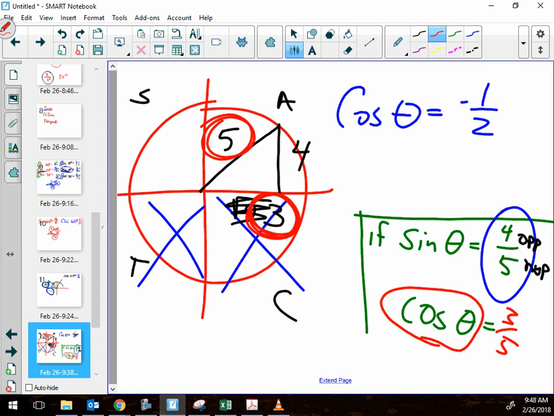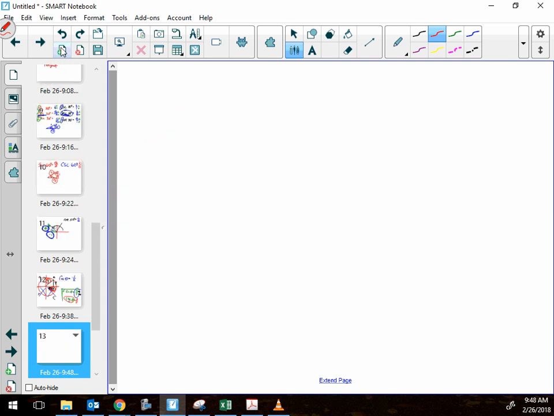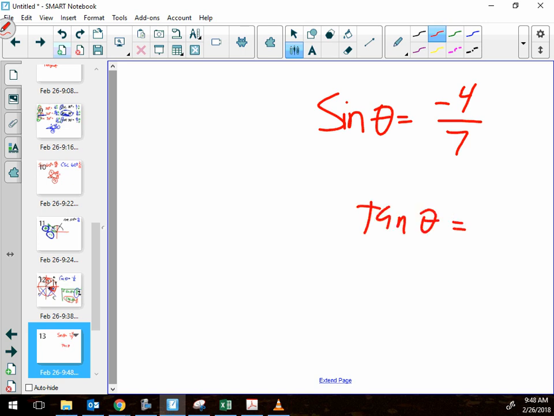Not as many people. All right, so let's do another one like that. See if you can do this one. If sine of theta is negative 4/7, then figure out what tangent of theta is. Yes, question? Okay.